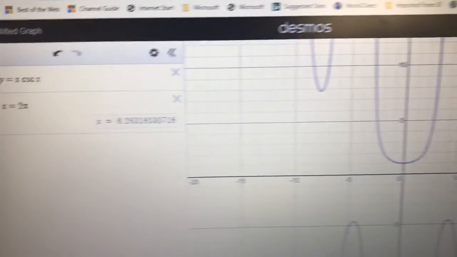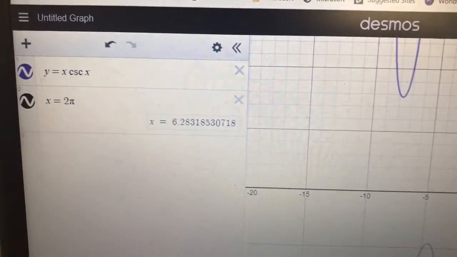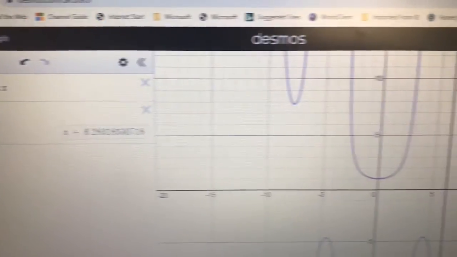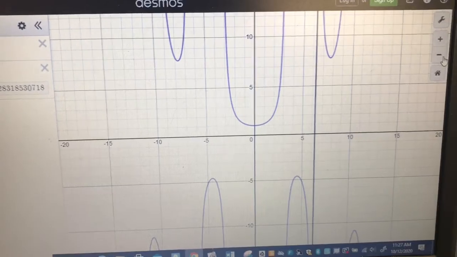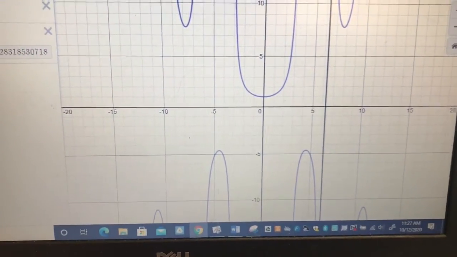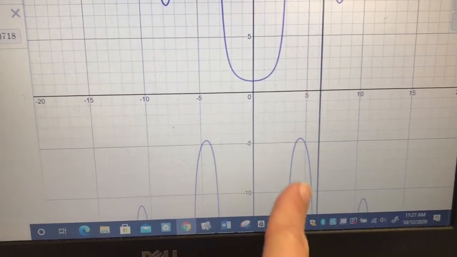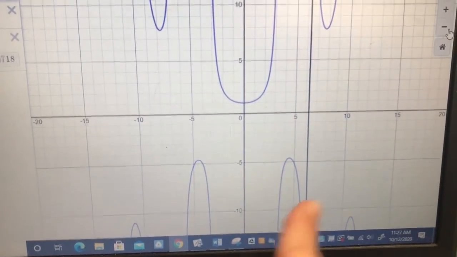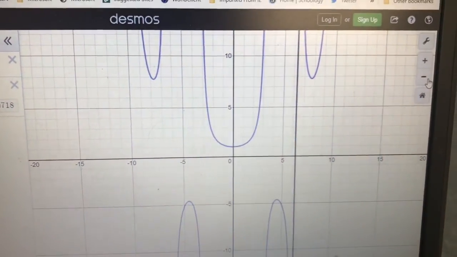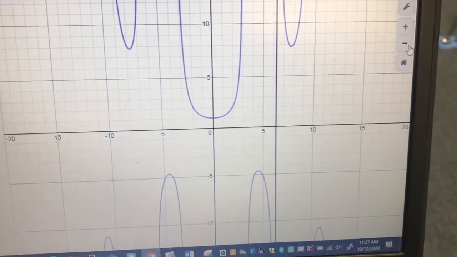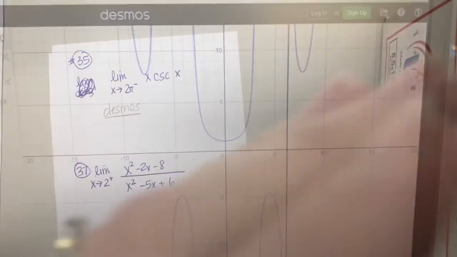To find 2 pi, we want to know when x is approaching 2 pi. What you want to notice here, and I had to zoom out, is that we approach 2 pi from the left side. So as I approach 2 pi from over here, it's -infinity. If it said 2 pi from the right side, it would be +infinity. So our answer is -infinity.